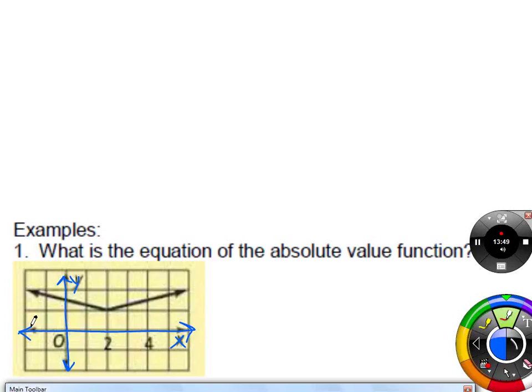So if we want to write the equation of this absolute value function, one, I know it's an absolute value function because it's shaped like a V. Okay. So I know my equation should have absolute value bars in it, and it should fit some sort of thing like this. So then to write the equation for this, I need to know the A, the H, and the K.